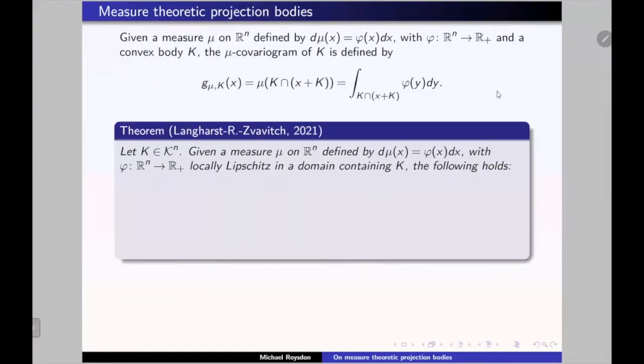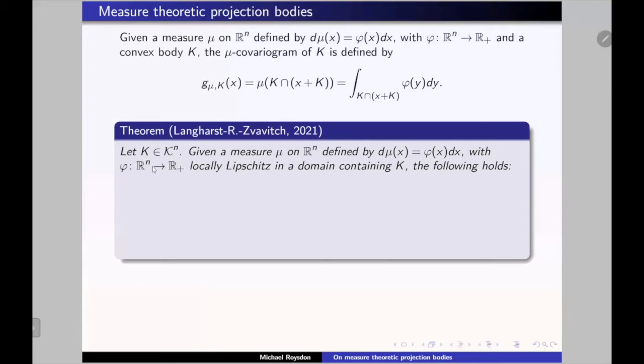And the key point is, okay, we have a covariogram. Can one get a convex body from this? We showed before that if you have the standard covariogram, you take its radial derivatives in every direction, you get minus the support function of the projection body of K. And so we tried to do the same thing.